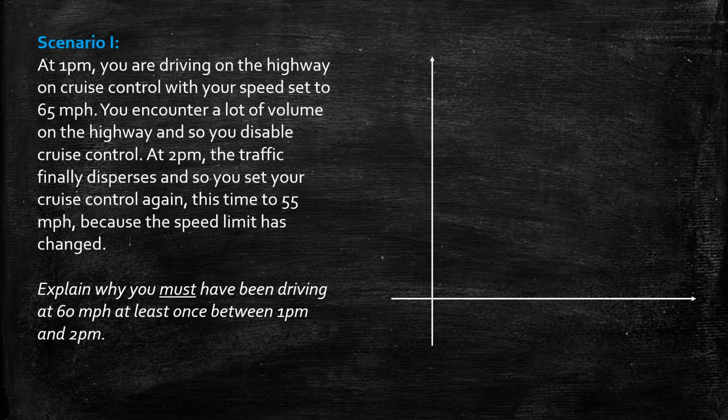I always advise you for intermediate value theorem problems to make a sketch of the data points. So you know that at 1 p.m. you were up here at 65 miles an hour. And then at 2 p.m. you were here traveling at 55 miles an hour. So this is speed, and this is time. And the question is, was there a time at which you were traveling at 60 miles an hour?